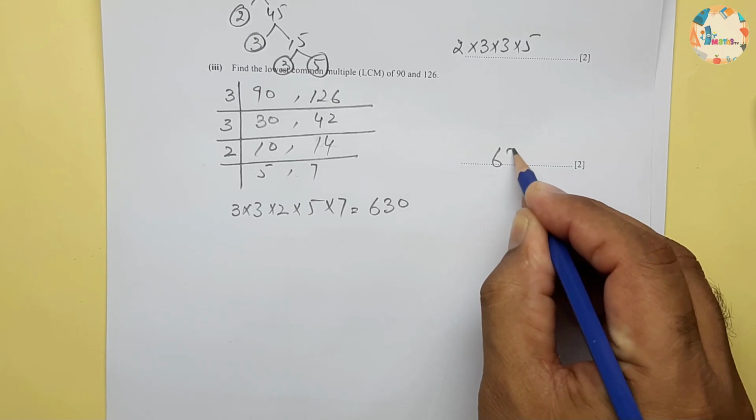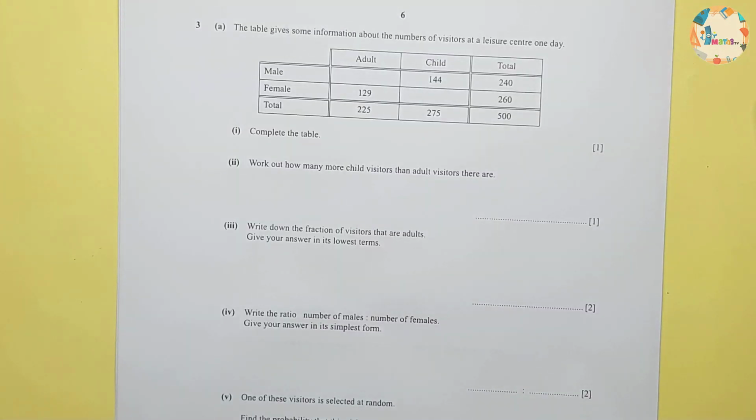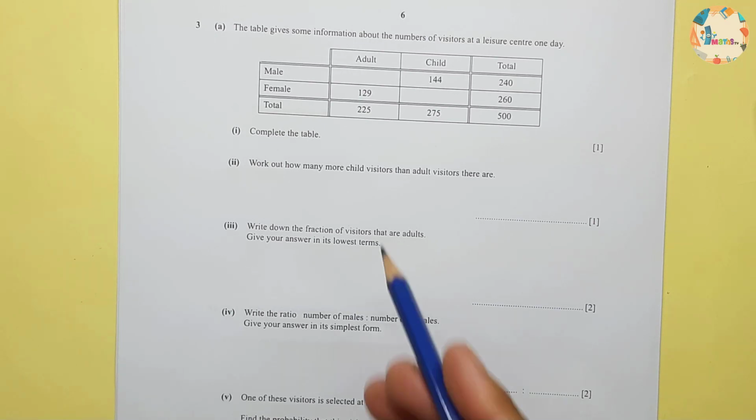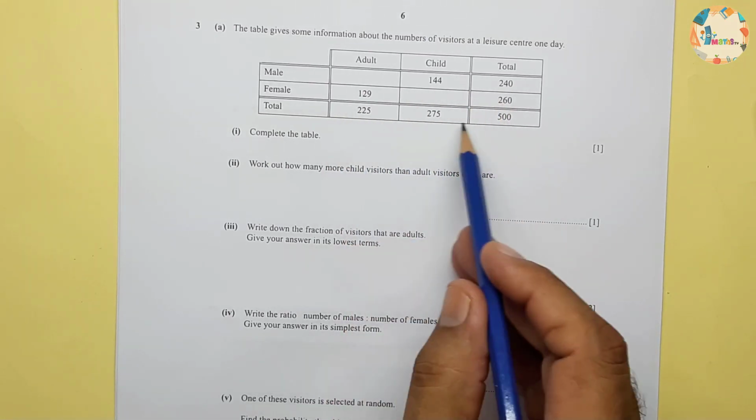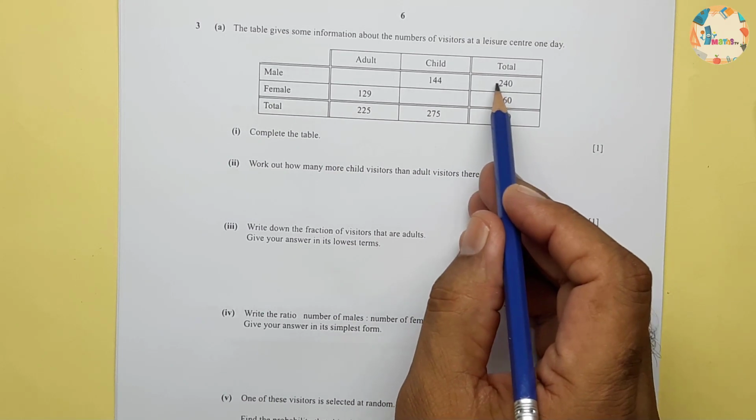So our answer will be 630. Question number 3. The table gives some information about the numbers of visitors at a leisure center one day. Male, female, adult, child, everything is given. We have to complete the table.